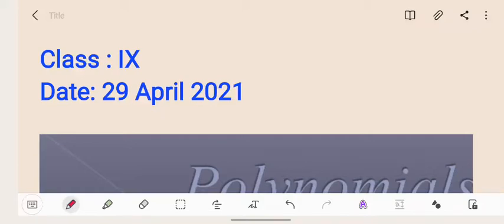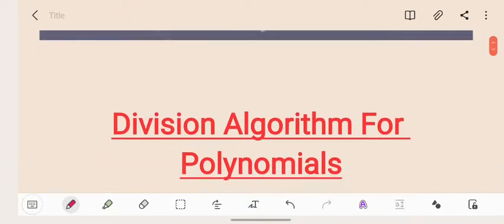Good morning, children. This week we are learning about polynomials, and today we'll be dealing with a very new topic, that is the division algorithm for polynomials.